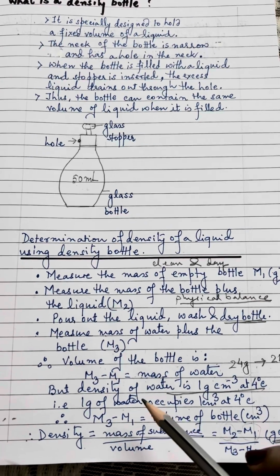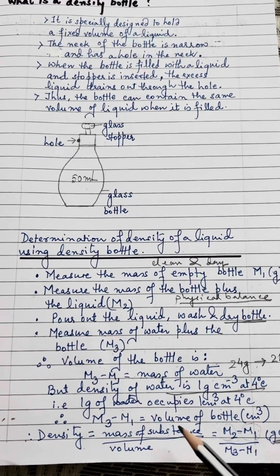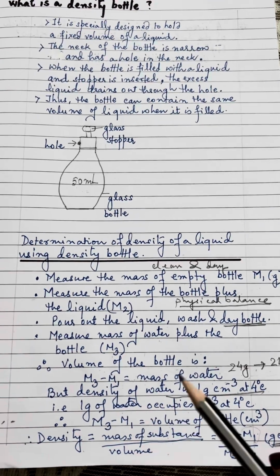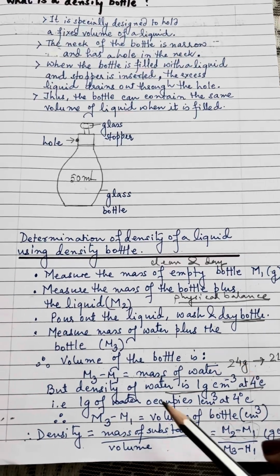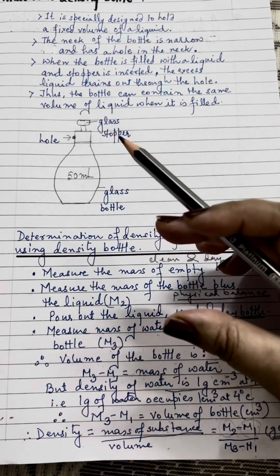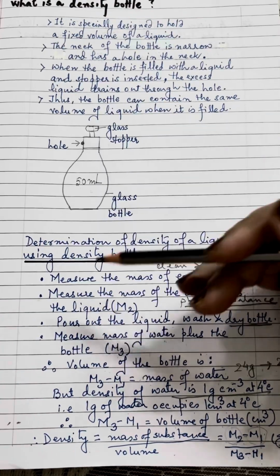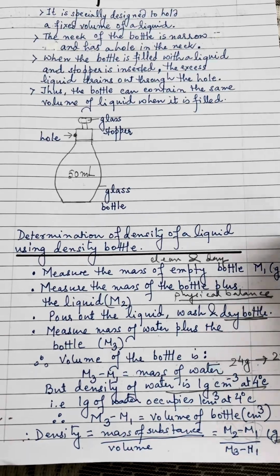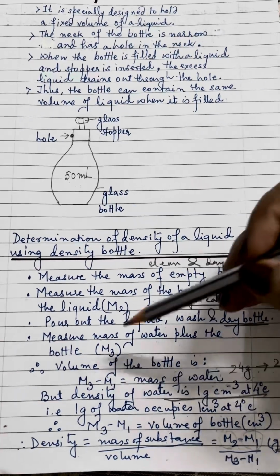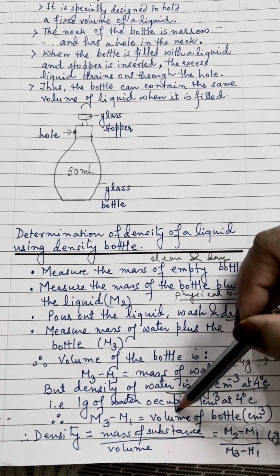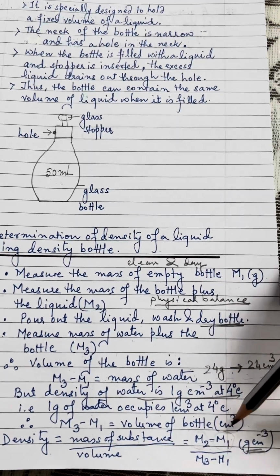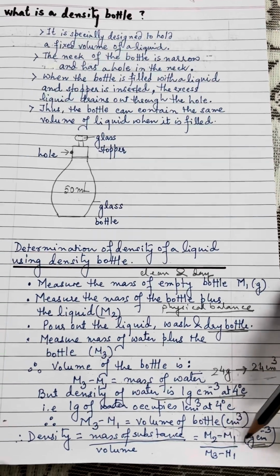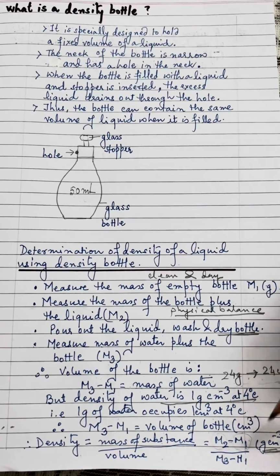Now we can also find out the mass of the liquid. What is the mass of the liquid? Mass of the liquid is nothing but m2 minus m1. m2 is the bottle along with the liquid and m1 is only the mass of the bottle. So m2 minus m1 is the mass of the liquid. Therefore the density, which is the mass of the substance by volume, is nothing but m2 minus m1 by m3 minus m1 in gram per centimeter cube.